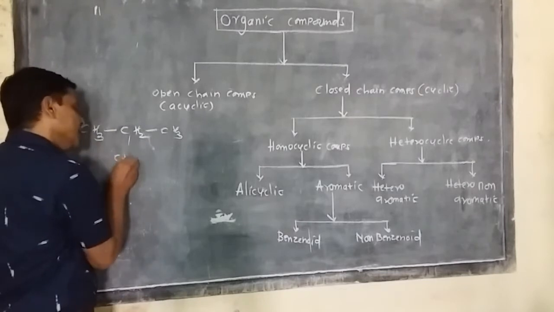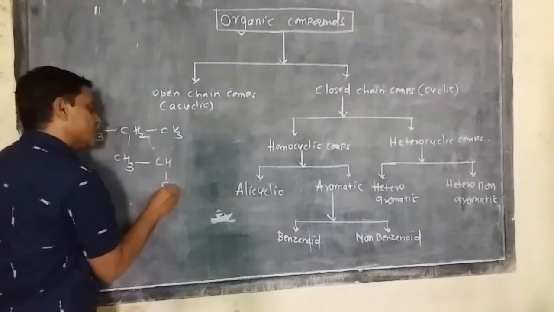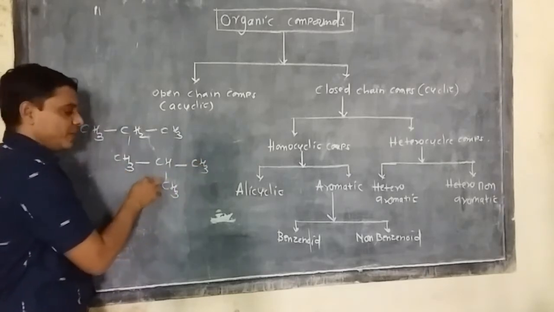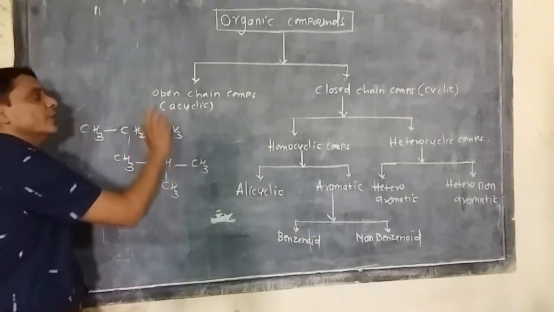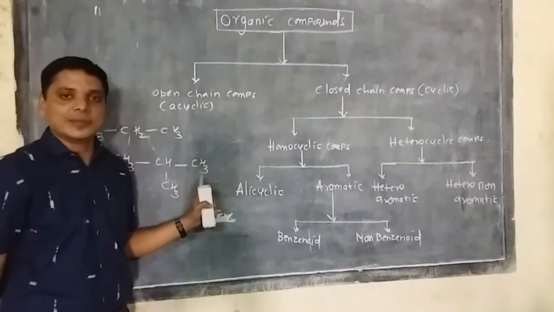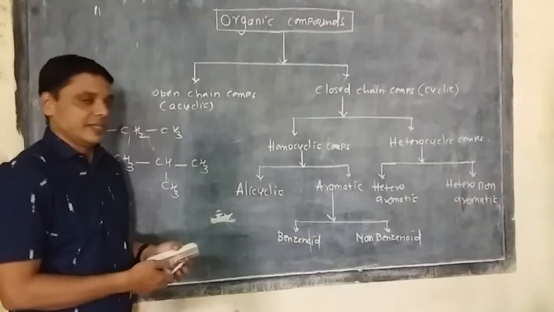In open chain compounds, a branch may also be present in such a compound. So this is another way in which a branch is formed. It is also included in open chain compounds. Still, the initial and terminal carbon atoms do not meet with each other.